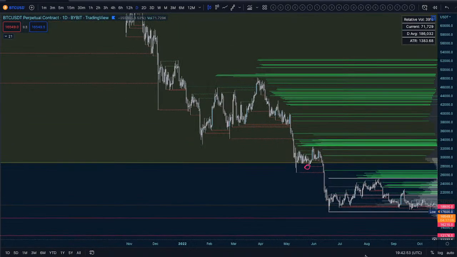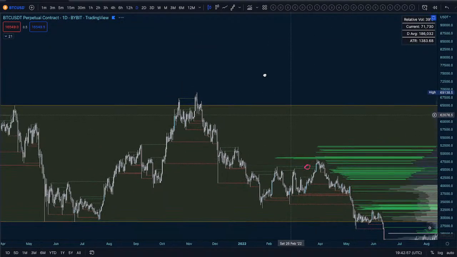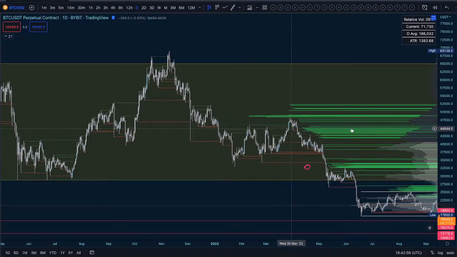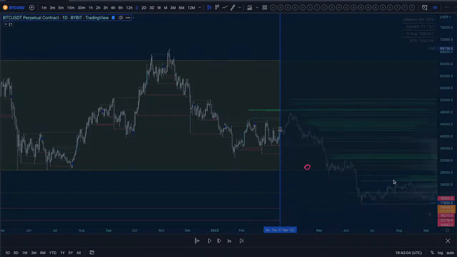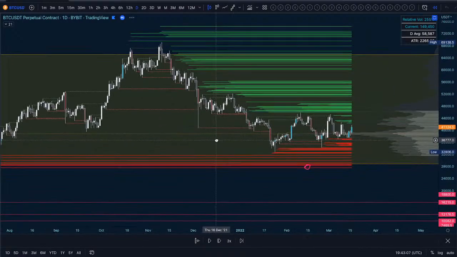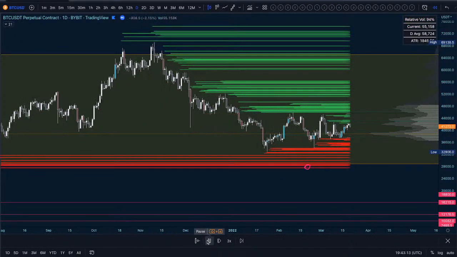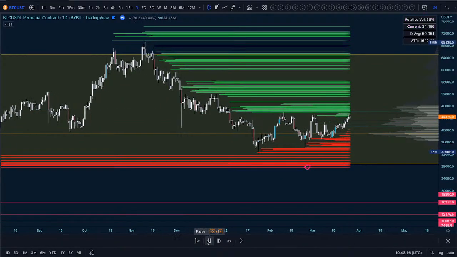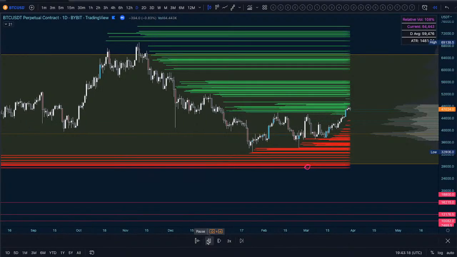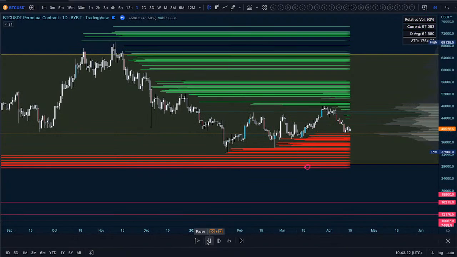Look what happened, for example, when there was liquidity to the upside there. Let's take it back here. Look, it just took out the upside first, right? And then smashed to the downside.